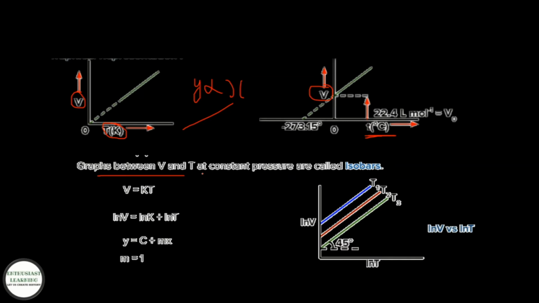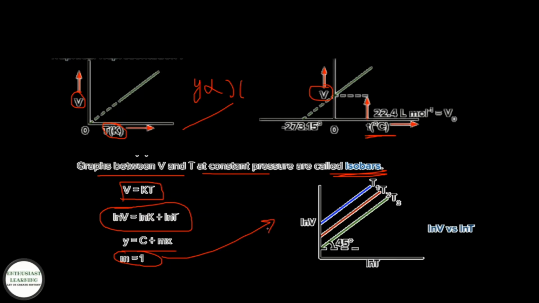Graphs between V and T at constant pressure are called isobars. We know that V is equal to K into T. So ln V is equal to ln K plus ln T. Y is equal to C plus mx. Here m is equal to 1 and here is the graph.